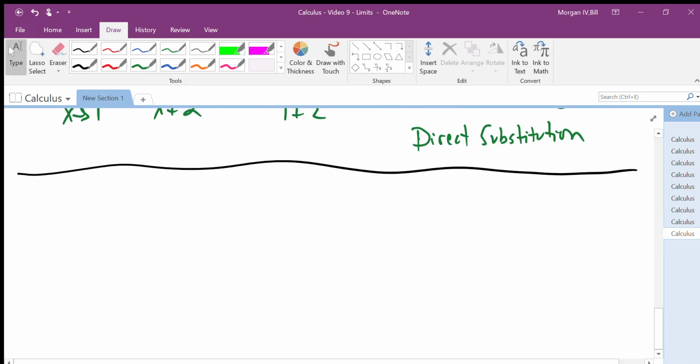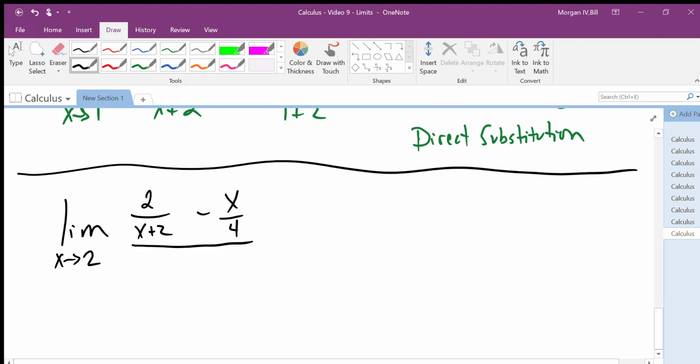How about the limit as x approaches 2 of 2 over x plus 2 minus x over 4 over x minus 2. Okay, looks a little complex, but I think we can handle it. Once again, I'm going to try direct substitution first. I'm going to let x go to 2, as close to 2 as I want it to be, so we're just going to let it be 2 at this point.